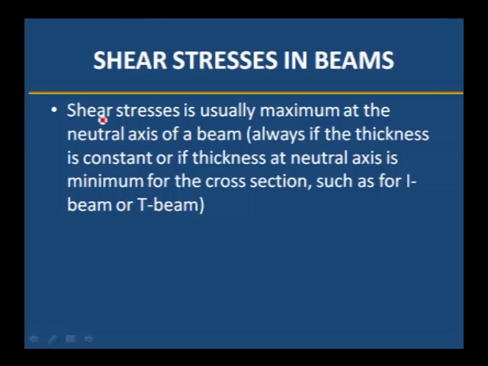Shear stress is usually maximum at the neutral axis. Here it is the reverse case. We observe that bending stress is 0 at the neutral axis and maximum at the extreme edge, whereas shear stress is usually maximum at the neutral axis, if the thickness is constant, or if the thickness at the neutral axis is minimum for cross sections such as I beam and T beam.